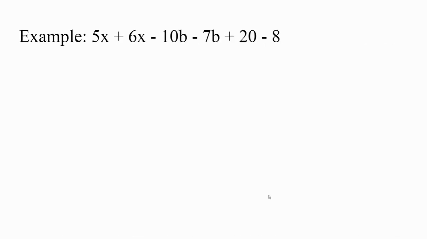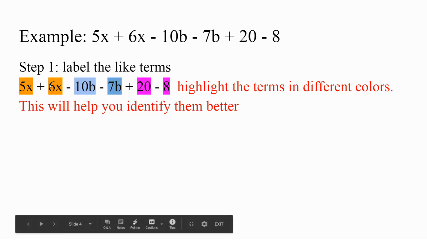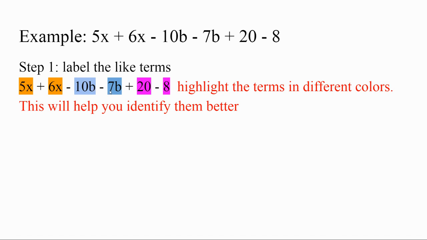Okay, so for example, I have 5x plus 6x minus 10b minus 7b plus 20 minus 8. Okay, my first step is we're going to label the like terms. I'm encouraging you all to highlight them. So, for example, I have 5x and 6x highlighted because they both have x's on them. I have negative 10b and 7b highlighted because they have b's on them. I have 20 and 8 are highlighted because they're just solo numbers. They stand alone. Highlighting the terms in different colors will help you identify them better.